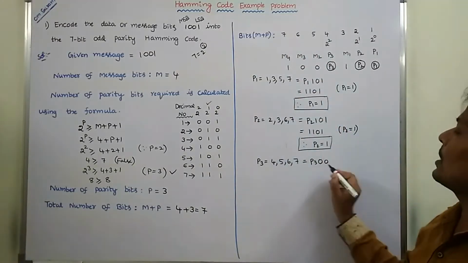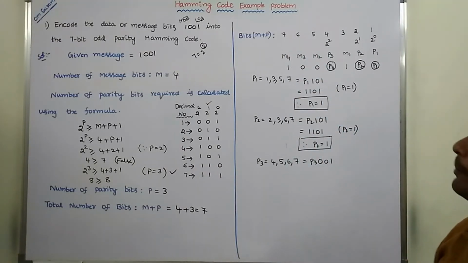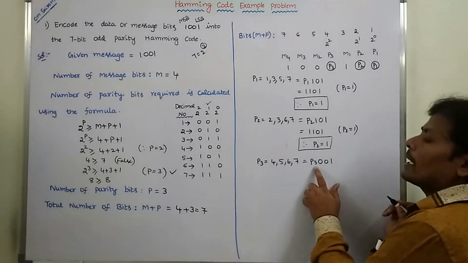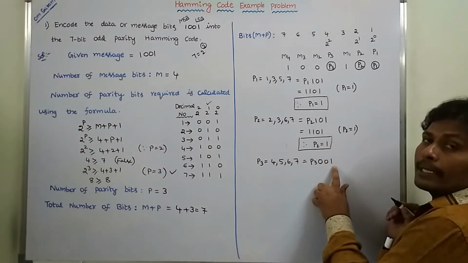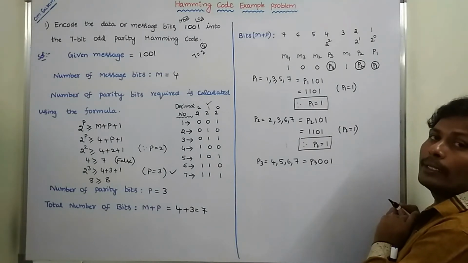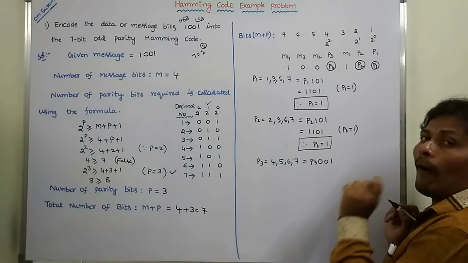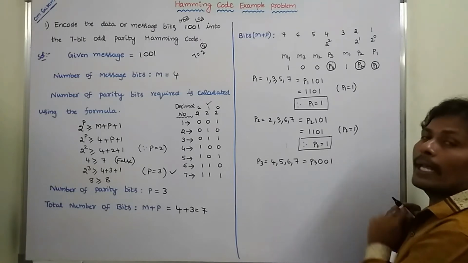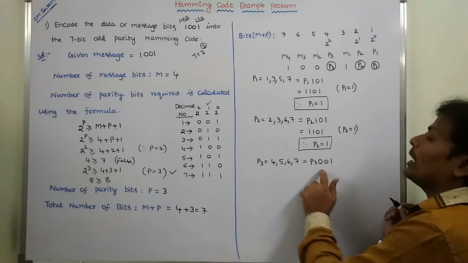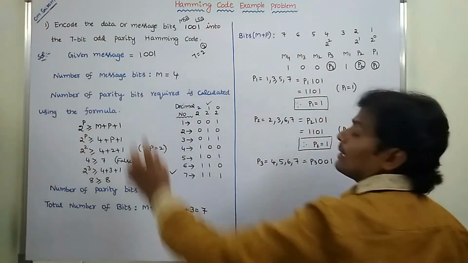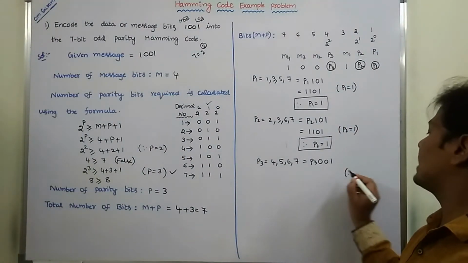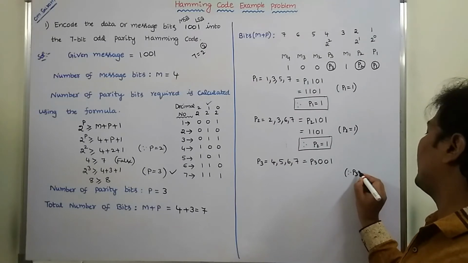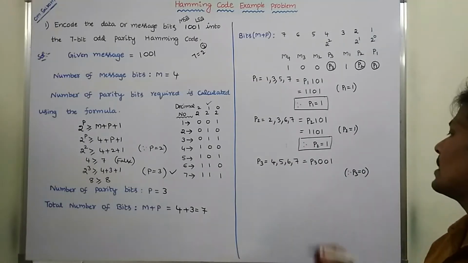At 7th position, the value is 1. Without considering the P3 value, how many ones are there? Only a single one. A single one is an odd number, so it is odd parity. Here we have to send this message with odd parity. Since it is already odd parity, the P3 value is equal to 0.